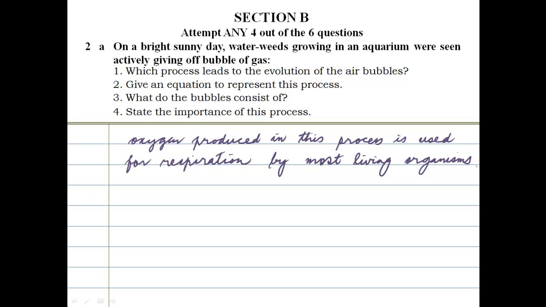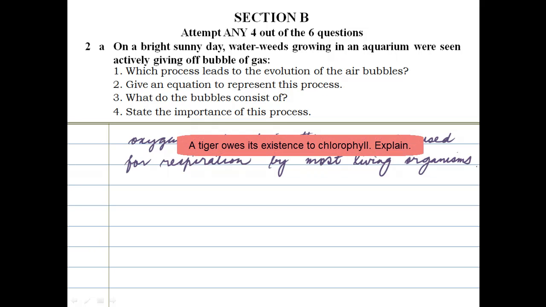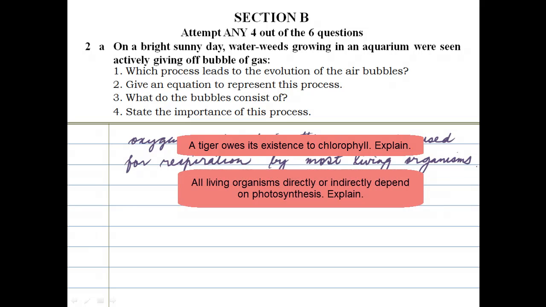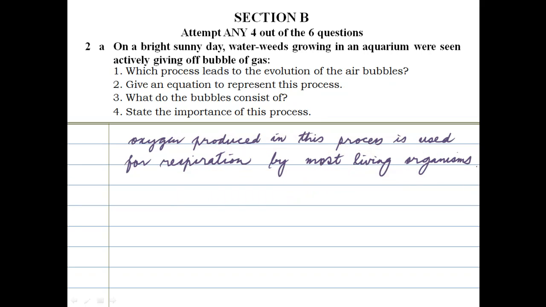Now, the same question can be asked in several different ways. For example, it could be asked as, a tiger owes its existence to chlorophyll. Explain. It's more or less the same answer, which has to be rephrased a little bit. Another one says, all living organisms depend directly or indirectly on photosynthesis. Explain. Comes down to the same thing. So we're okay with this one. Let's move on to the next one.